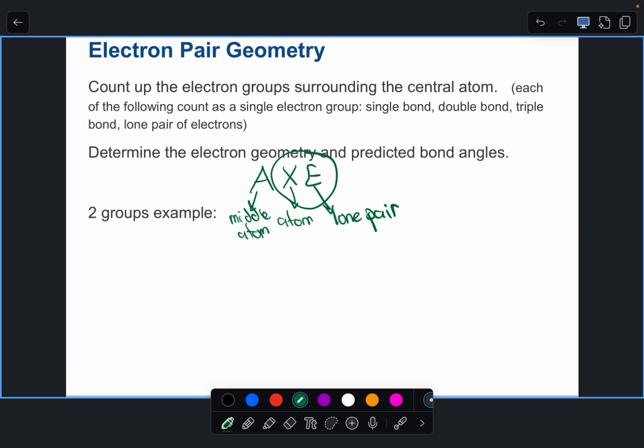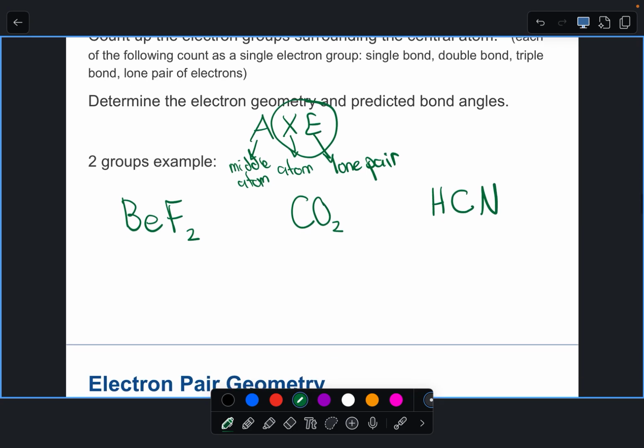So we're going to start with examples that have 2 groups, meaning in this example, we're just going to do 2 atoms. So we're going to have a middle atom with 2 atoms on the outside, no lone pairs. We've done this one already, but I want you to draw the Lewis structure of BeF2. I also want you to do CO2 and then HCN, okay? So 3 different examples, all of which are going to have a central atom with 2 atoms on the outside. Take a minute or 2 and work through that.